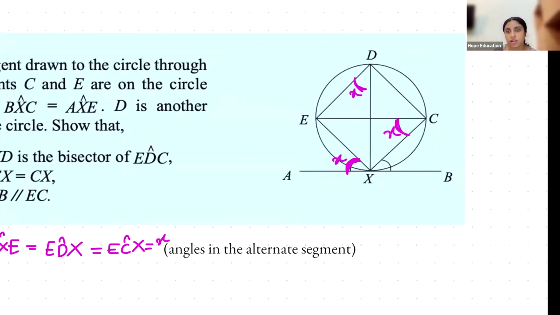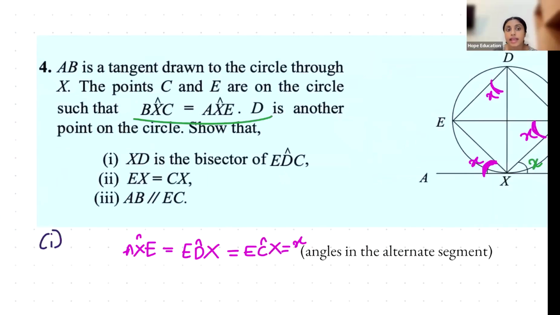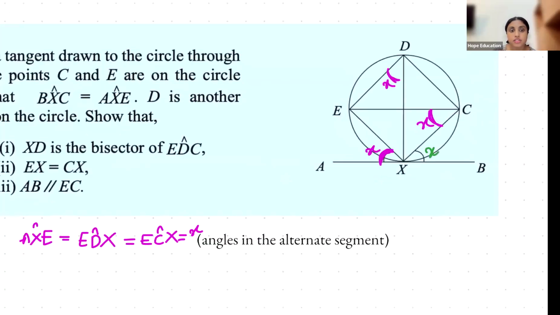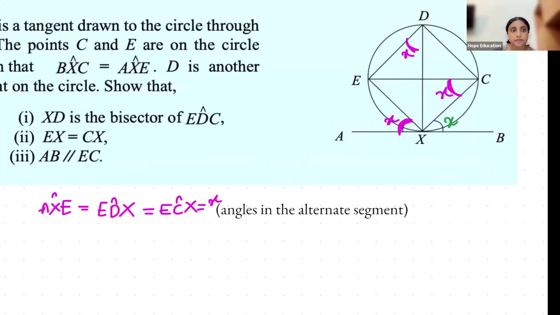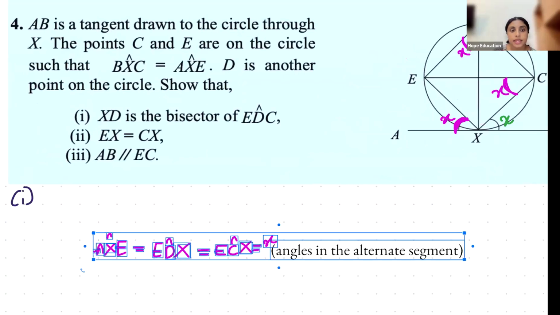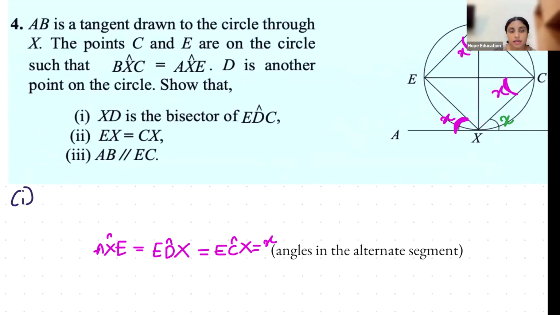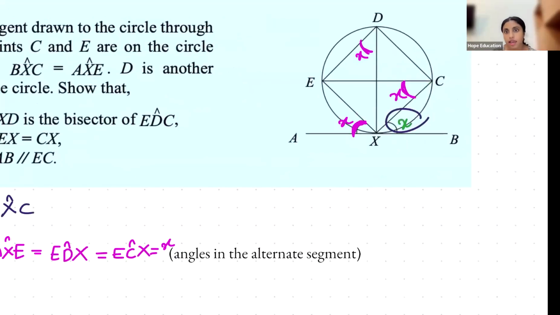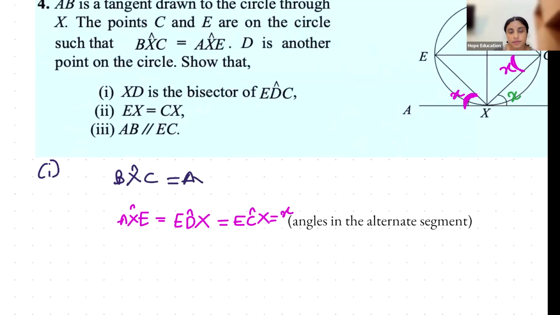This is the chord and this is the tangent. So this angle, now this is also X. Why are they saying BXC is equal to AXE? BXC is equal to AXE, and I will say that both of them are X. Now that is given.